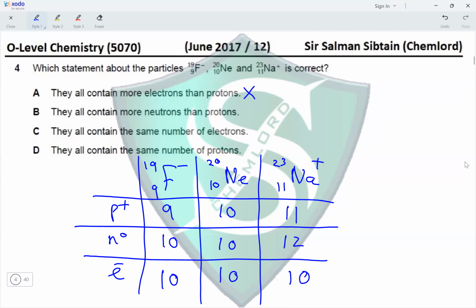So this is incorrect. They all contain the same number of electrons. So 10 for fluoride ion, 10 for neon, and 10 for sodium ion. This is correct. And the last one, they all contain the same number of protons, 9, 10, 11. They all contain different numbers of protons. So the correct option for this question is option C.